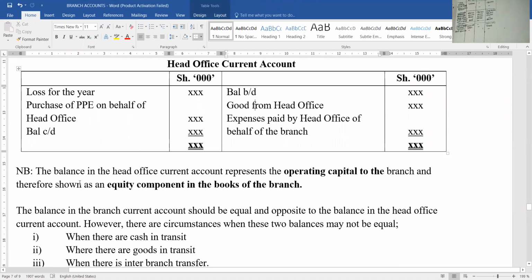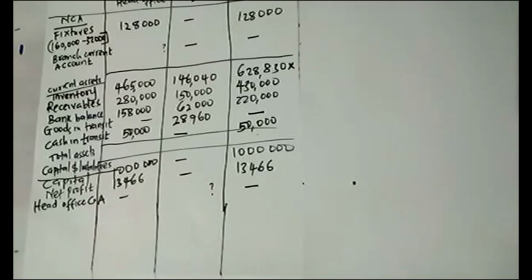So we have said the balance in the head office current account represents operating capital to the branch, and therefore shown as equity component in the books of the branch, shown as equity because it's operating capital to the branch. So that is why I'm recording it under this point, and it would be done later.